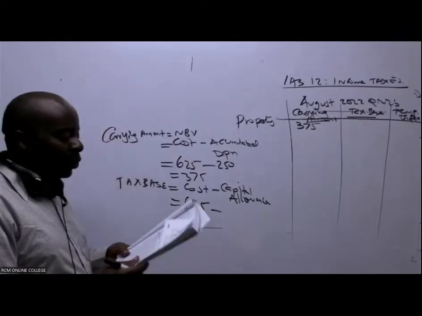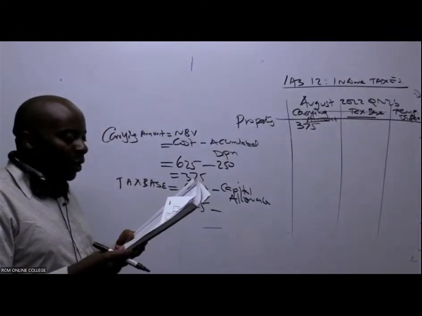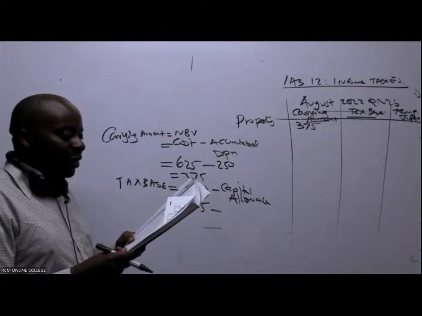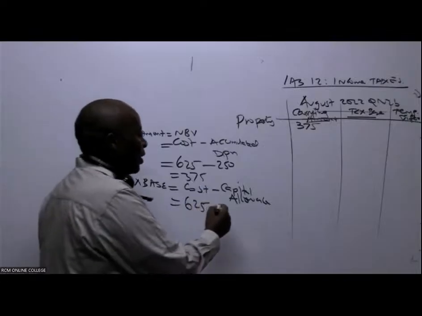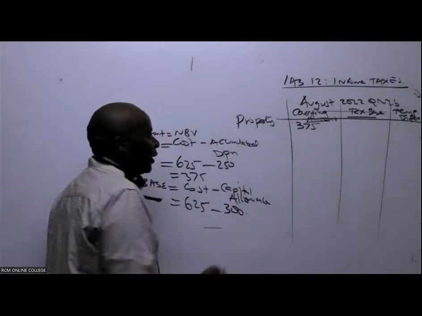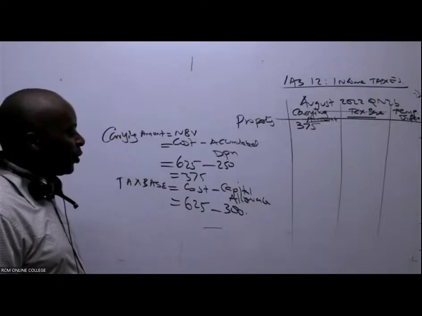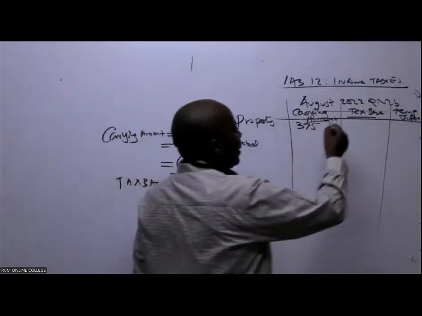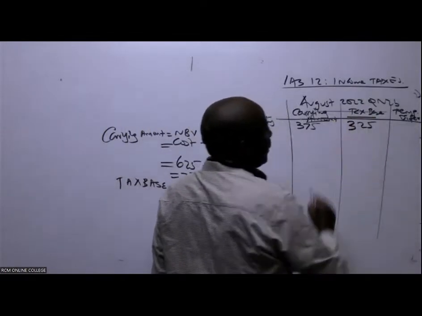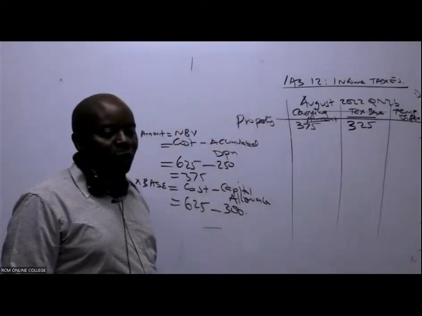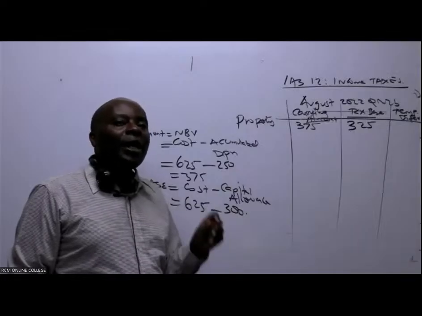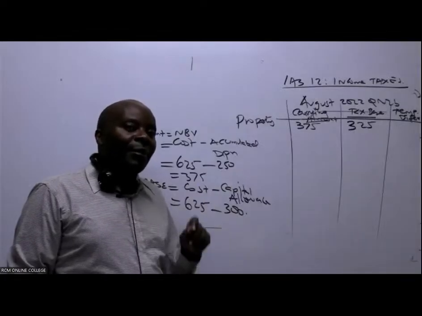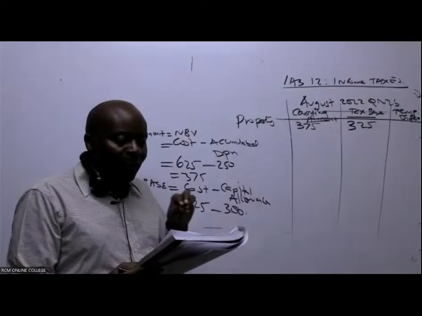625 minus capital allowance. Are you able to see the capital allowance? The capital allowance we're given there is 300. So 625 minus 300 gives me what here? 325, the tax base. So I'm on the verge of straight away thinking about how I get this temporary difference. But before I do that, there is now a problem.